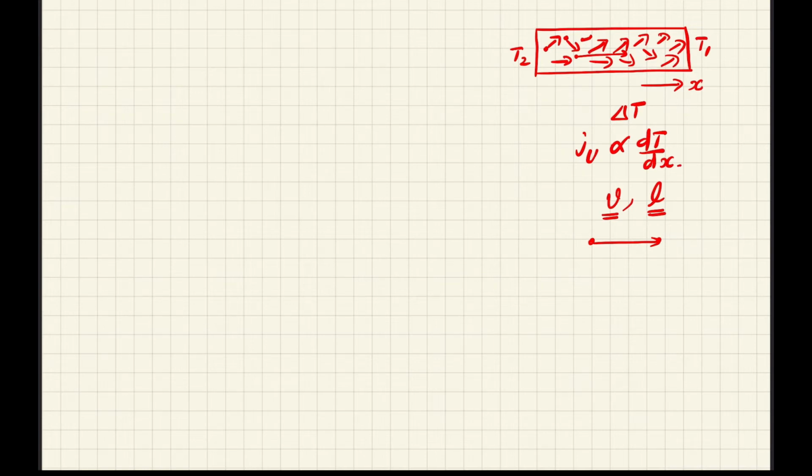There is one more parameter, tau, which is the time required to travel the mean free path.